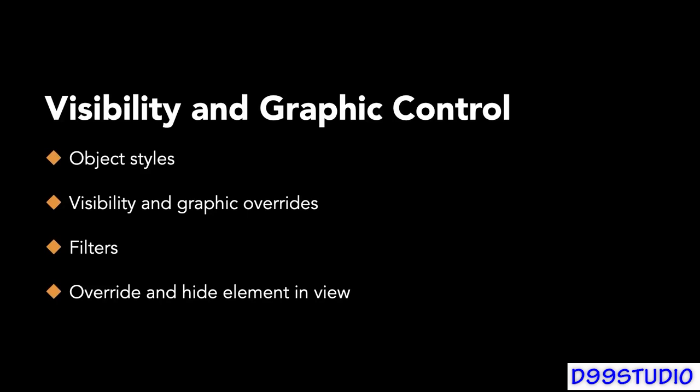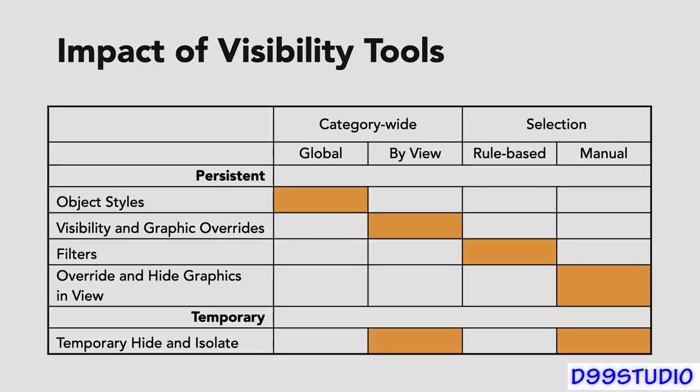To do that, you can use several options, and here's a short list. Keep in mind that the effects listed here are progressive. So, let's take a look at each one of these. Everything begins with object styles. They set the overall default display characteristics for each category in your project and apply to all views that have not been overridden. So this is a global effect, and it's usually determined by some office standards.